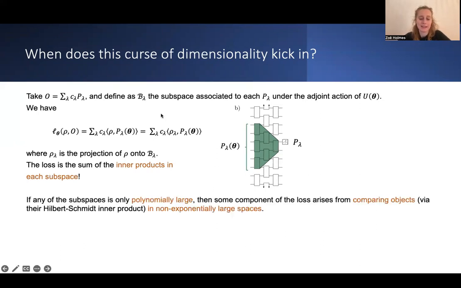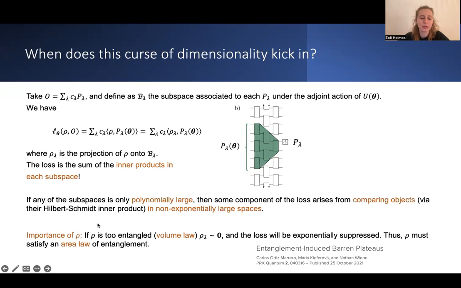And now the claim is that in general, if these things are in exponential spaces, you're going to be comparing exponentially large objects in exponential spaces, and things are going to be concentrated. But if any of these subspaces are only polynomially large, then some component of the loss arises from comparing objects in non-exponentially large spaces. And so you can get non-exponential concentration.